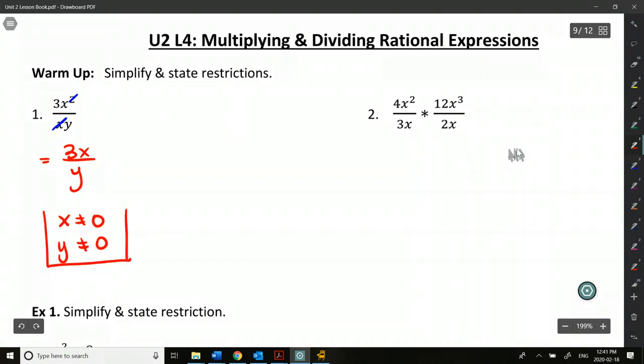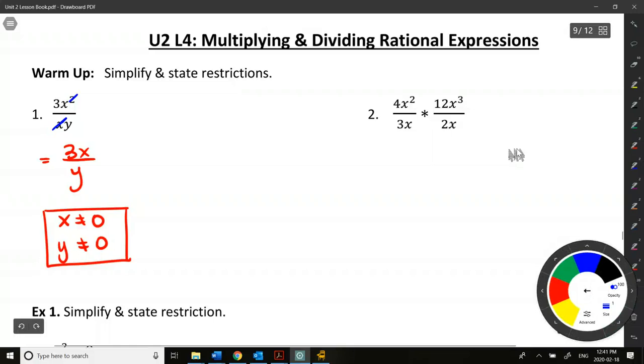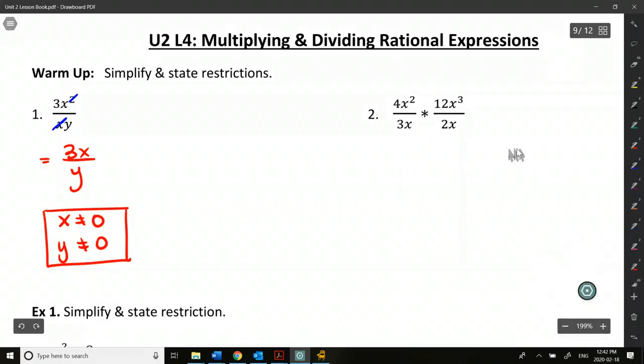Okay, so any variable along the way that could have caused your denominator to equal 0, you need to restrict, even if it gets canceled out. So if it's like x plus 3, the x cannot be a negative 3. Exactly. Okay, second one here.